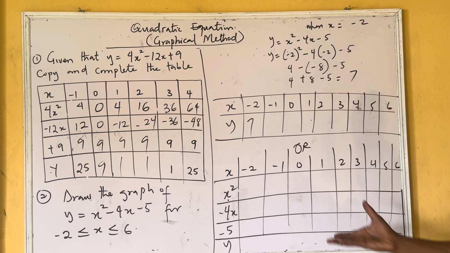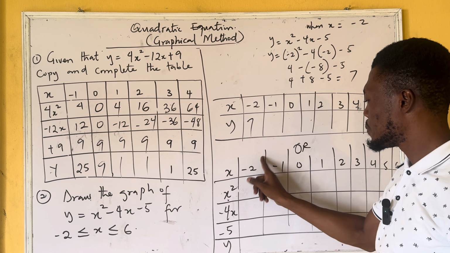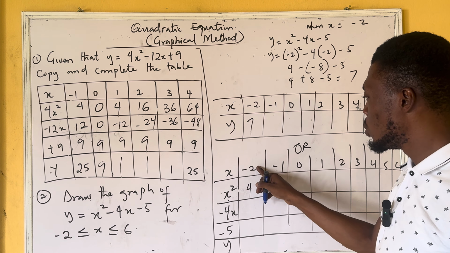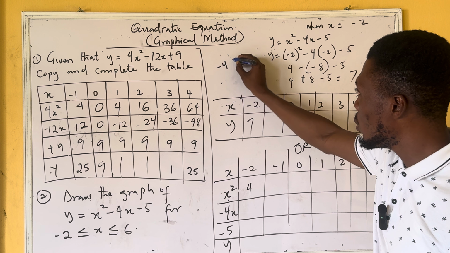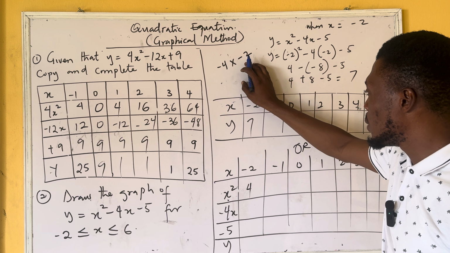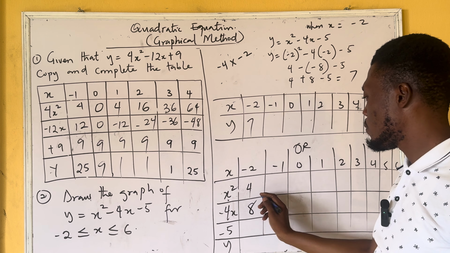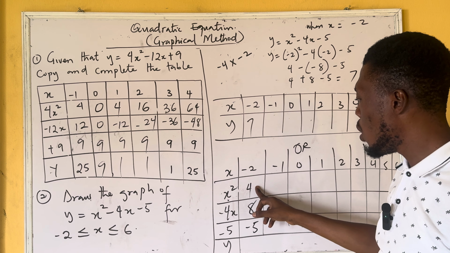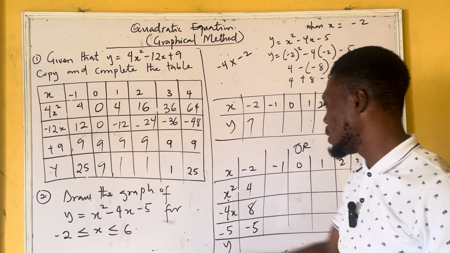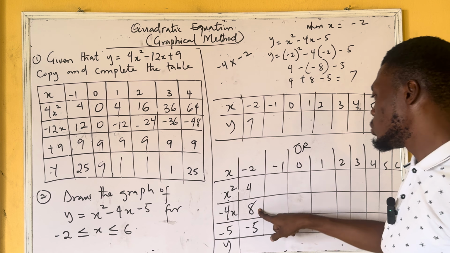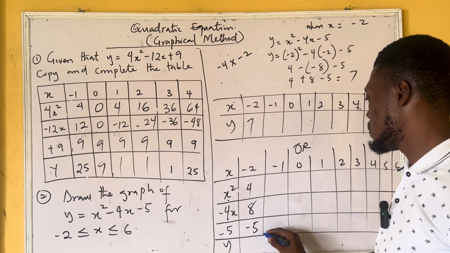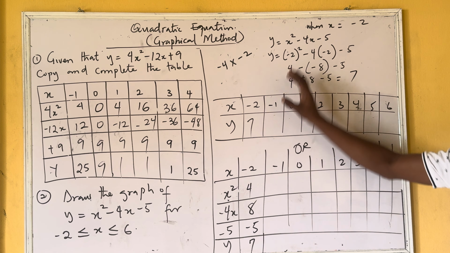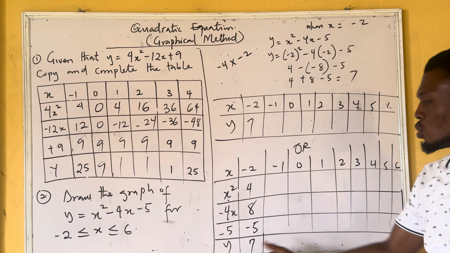And if you wish to go by this method, what do we do? X squared, minus 2 squared is 4. X is here, minus 2. So I'm only going to have minus 4 times minus 2. Minus times minus is plus, 4 times 2 is 8. Then I bring this minus 5 down here. Don't forget that I'm going to add everything. 4 plus 8, 12. 12 minus 5, 7. So 7, 7. So it's the same result. Just use this method to fill this box, or use the other method to fill this box.